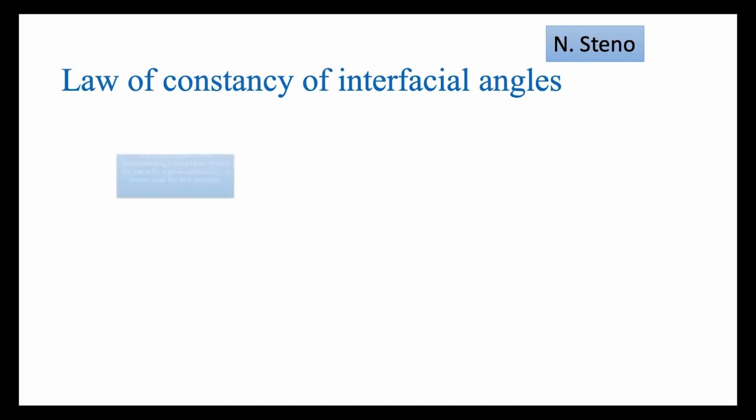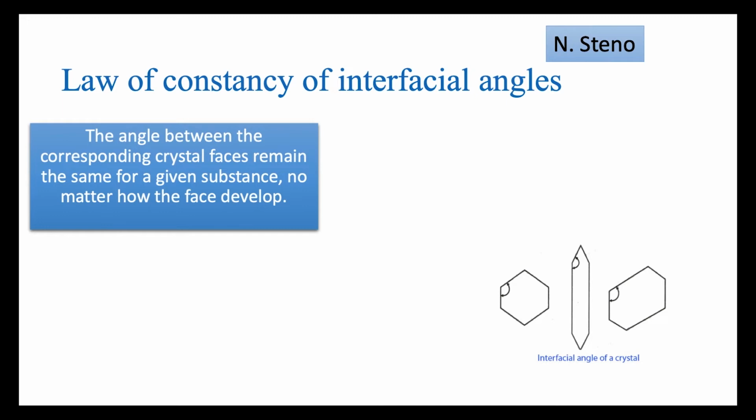In 1666, a scientist named N. Steno stated the law of interfacial angles based on his observations on a set of quartz crystals. The law states that the angle between the corresponding crystal faces remains the same for a given substance no matter how the faces develop. That is, a substance can crystallize under different conditions to have crystals with variable size, but the angle of intersection of any two adjacent faces will always be the same.